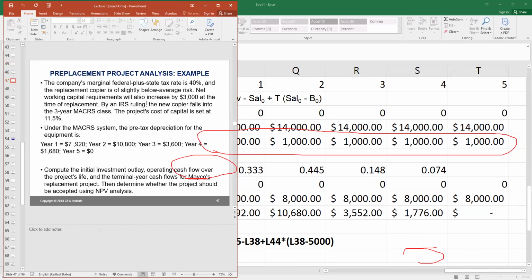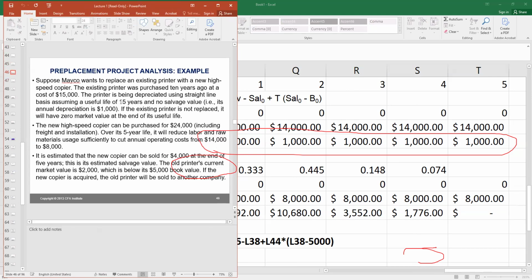Here it says 15 years and no salvage value. If the existing printer is not replaced, the annual depreciation during the 15 years will be 1,000. So 10 years passed, 5 years remaining. The book value, 1,000.